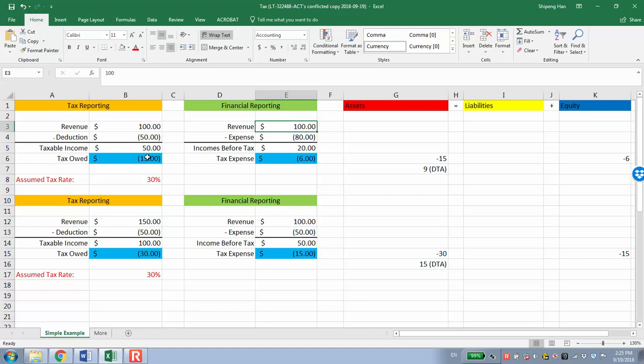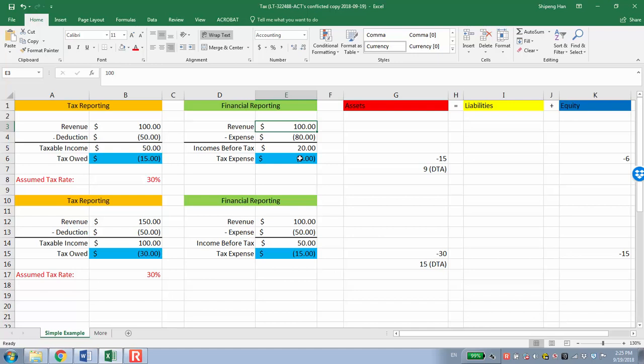Why is tax owed greater than tax expense? Obviously, because the taxable income is greater than income before tax. Actually, the revenues are the same. The only difference is the deduction and the expense. So actually, the reason is the deduction is less than the expense.